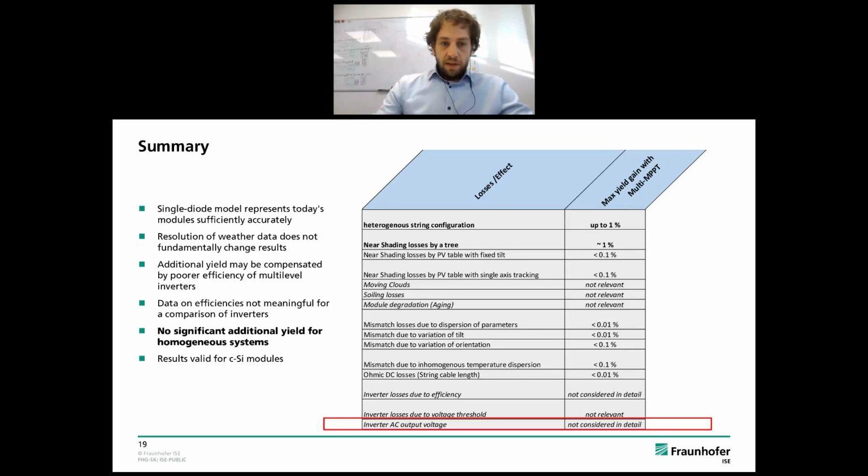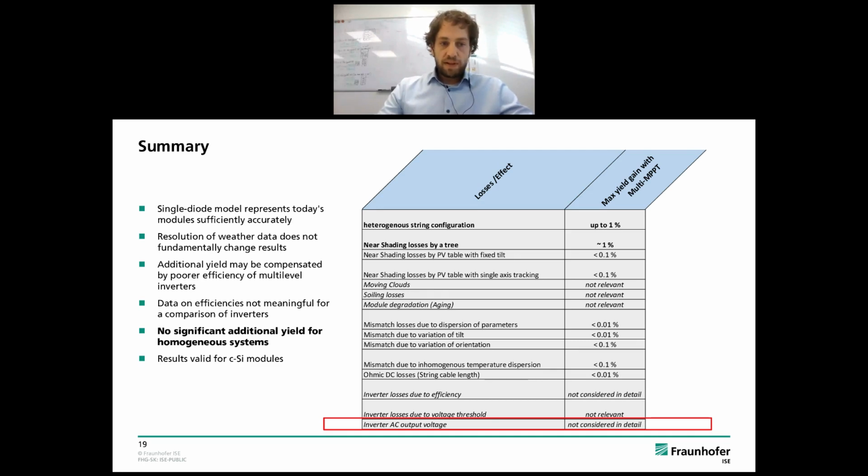As a summary, we found out in our study that the single diode model represents today's modules sufficiently accurately. We also found out that hourly resolution of the weather data is enough, so higher resolution does not change the results fundamentally.